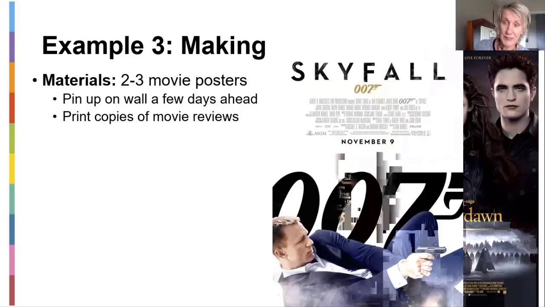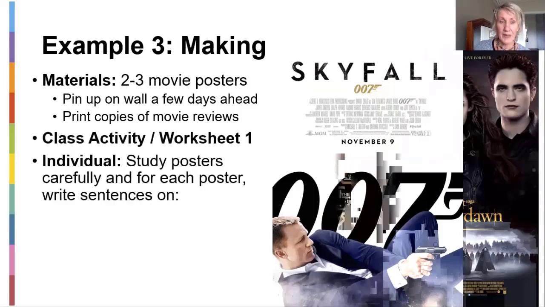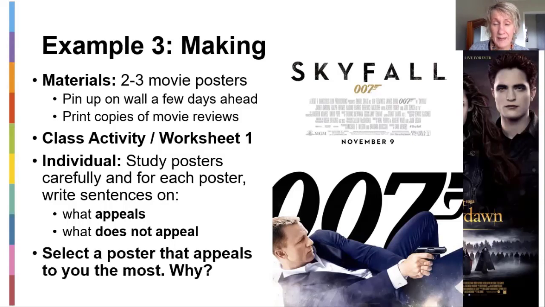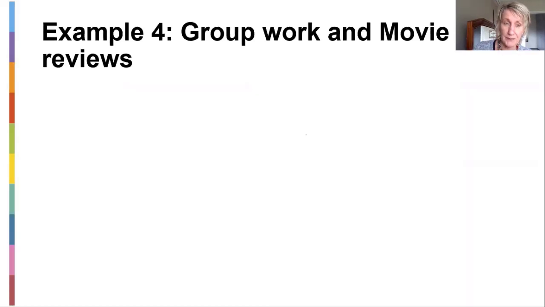So you've got all these posters hanging up, and they've been seeing this, and they come to class one day. As an individual activity, you tell them, go and study the posters, and for each poster, write sentences on what you like about those posters and those movies, what appeals to you, and then also what does not appeal to you. Then select one poster that appeals to you the most and say why. So this is an individual task the students will go and do.